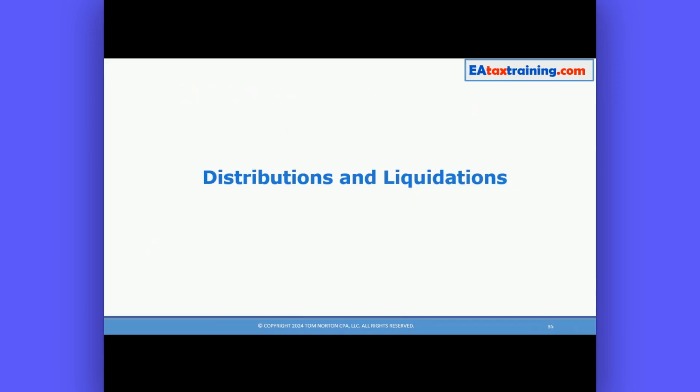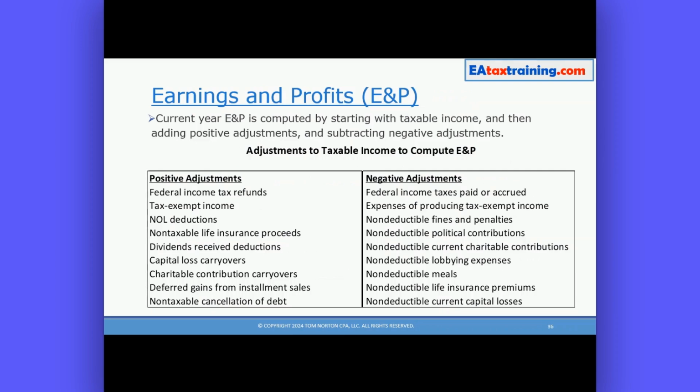Distributions and liquidations. So we talked about contributions to the corporation. Now we're going to talk about distributions from the corporation out to the shareholders. And in order to understand when we talk about dividends and liquidations and stock redemptions, we need to first understand this concept of earnings and profits, or E&P.